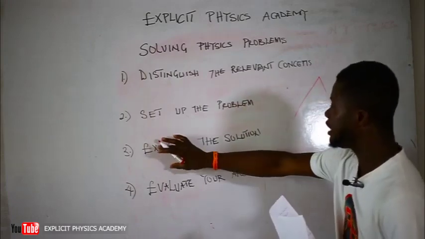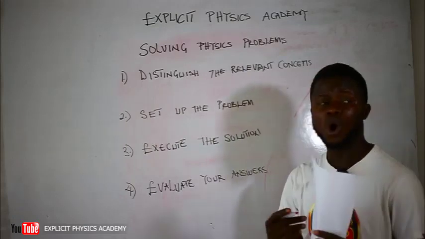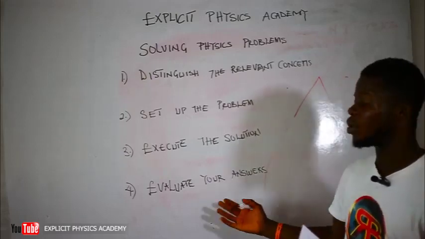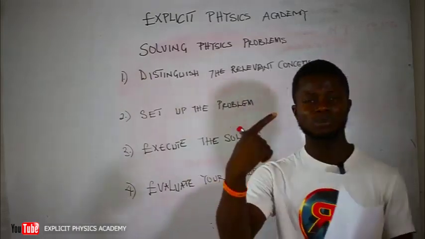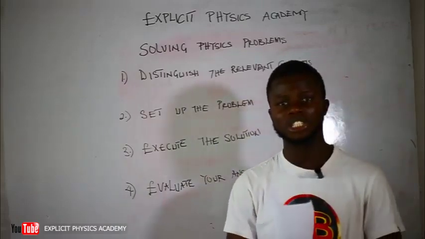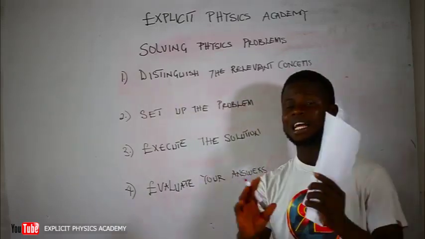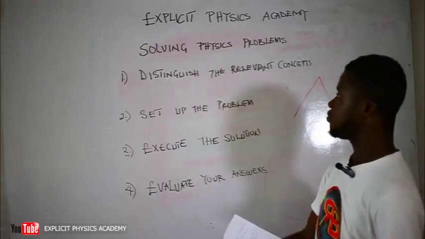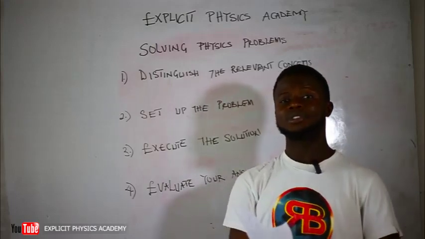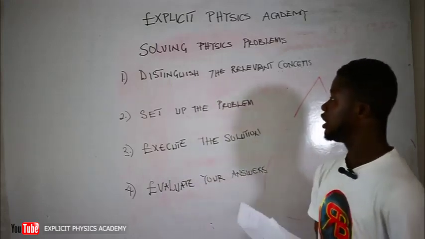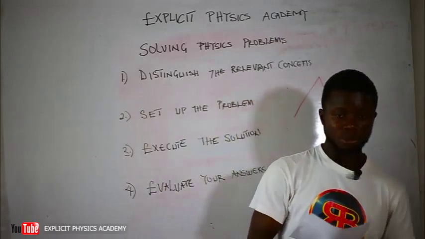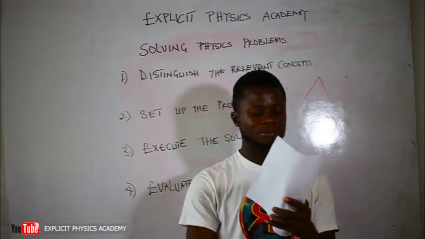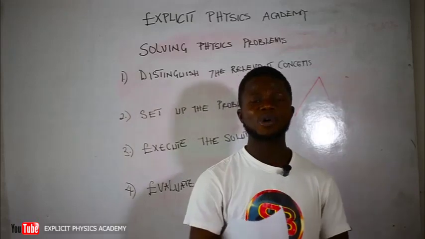And you compare. I believe even at this point three, evaluating your solution, you've already gotten an idea of what your answer will be like. So when you get to the point of evaluating your answers, you should tally with what you've approximated or estimated initially. I believe these 4 points are very clear. I've stated all 4 points of solving physics problems: distinguish the relevant concepts, set up the problem, evaluate the solution, and the last step is evaluate your answers. These are the basic 4 steps of solving physics problems.